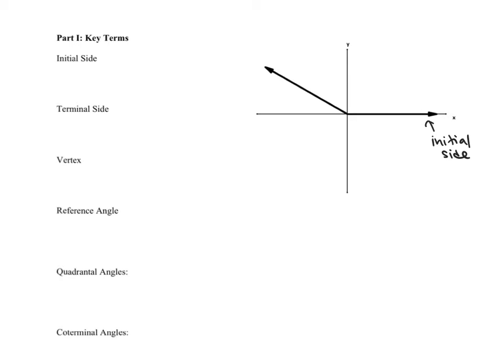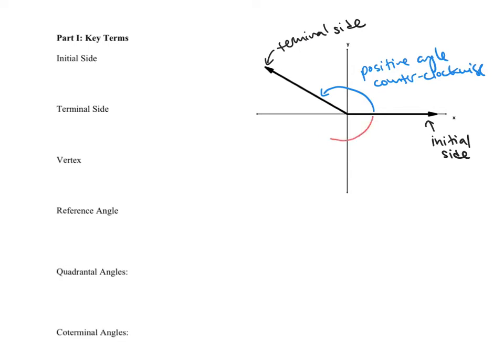And then if you swing that angle in a counterclockwise direction, you get a positive angle measure, and the other ray is called the terminal side. So a positive angle opens up in the counterclockwise direction, and a negative angle opens up in the clockwise direction.